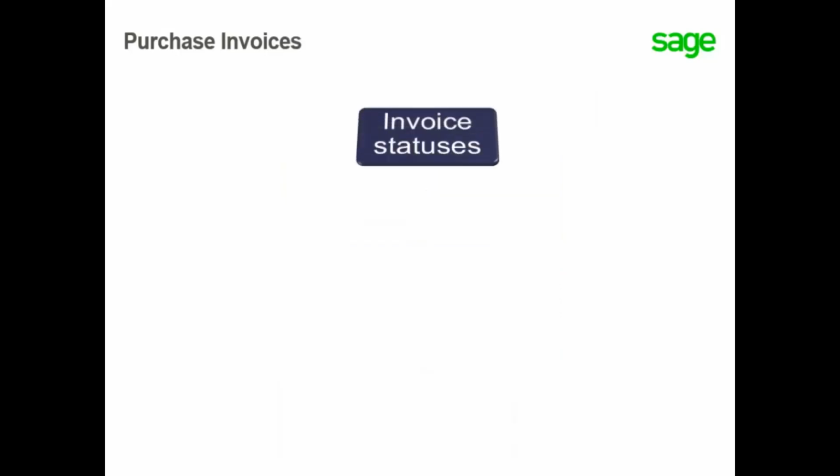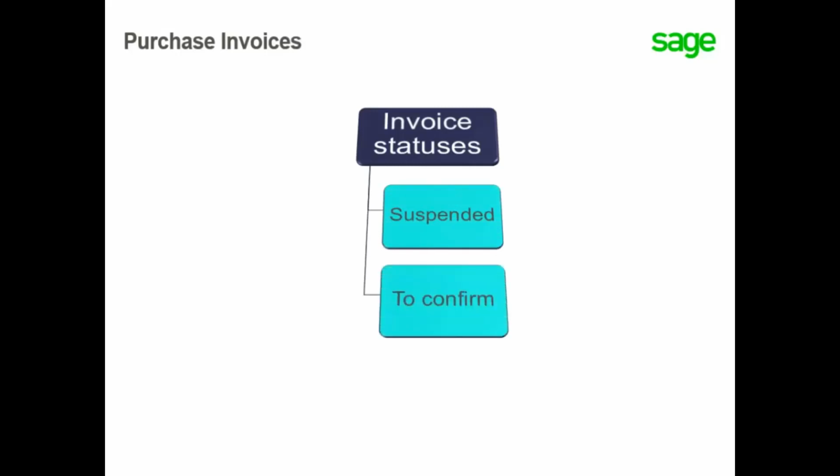Now, when entering a purchase invoice or credit memo, you can have the following invoice statuses. There's suspended, which means the invoice is not completed and cannot be confirmed. There's confirmed, which means all values between the invoice and supplier invoice document are checked, which means the invoice can be posted. And finally, validated. The invoice can no longer be modified, and it's already posted and in the general ledger.